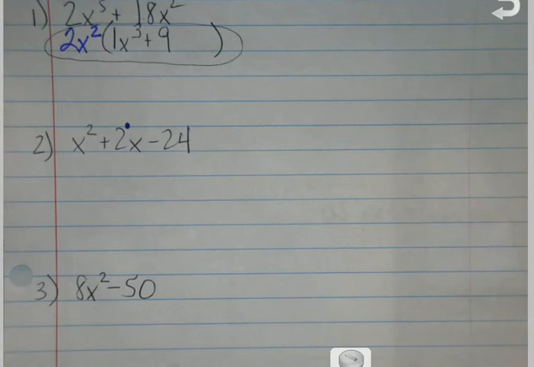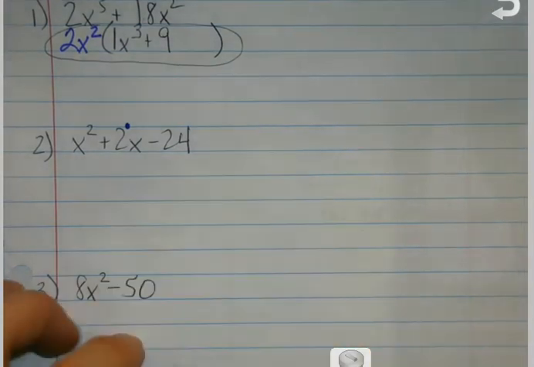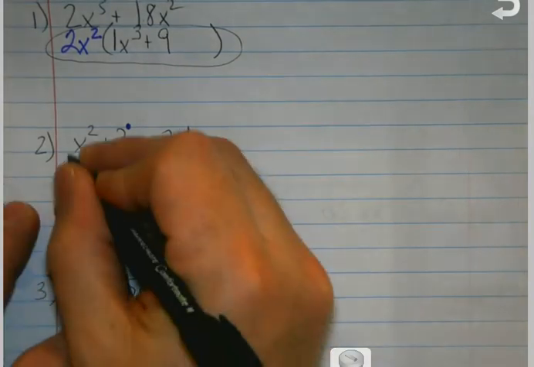The next one, I look: do all three of those terms have anything in common? True, they're all divisible by 1, but that's not going to change much. Otherwise, no. Two of the terms have an x, but it's got to be all of them for me to be able to take something out. So I look, and I'm like, ooh, it must be a diamond problem.